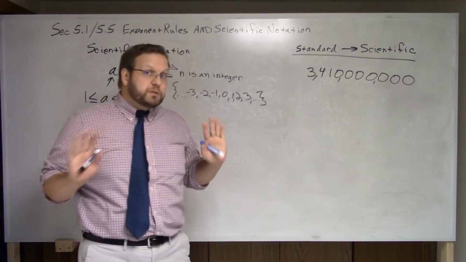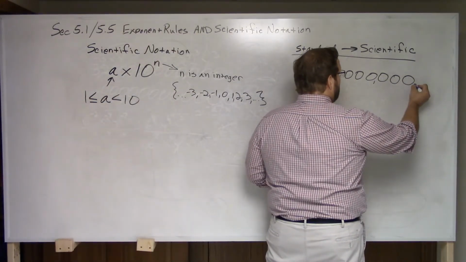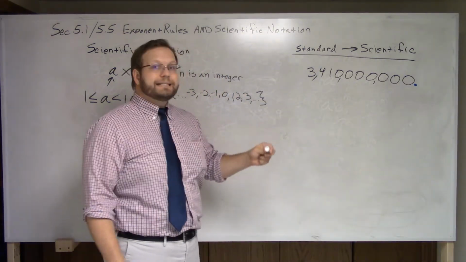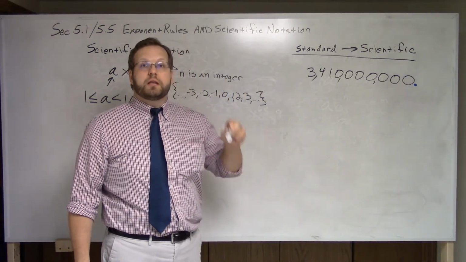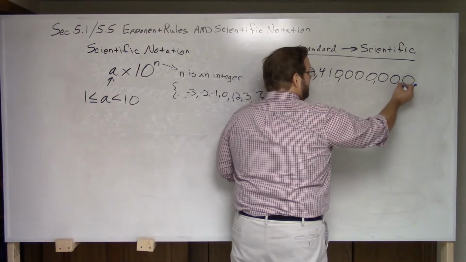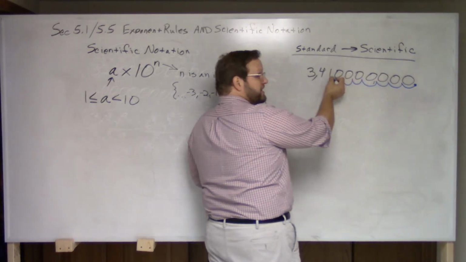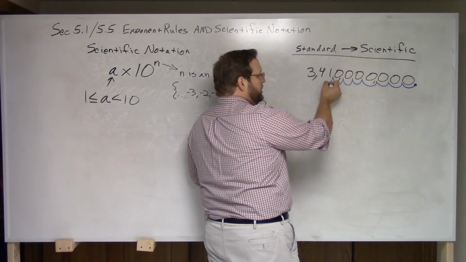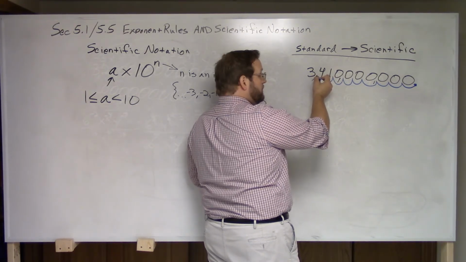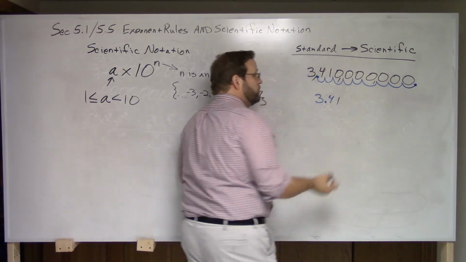Remember, if there's no decimal in a number, the decimal is understood to be all the way on the right side. Okay, what we're going to do is move that decimal back so we end up with a number that's between 1 and 10. So I'm going to start moving back. Okay, if I stopped here, I would be at 341, too big. 34.1, too big. 3.41, perfect. So I changed this to a 3.41.